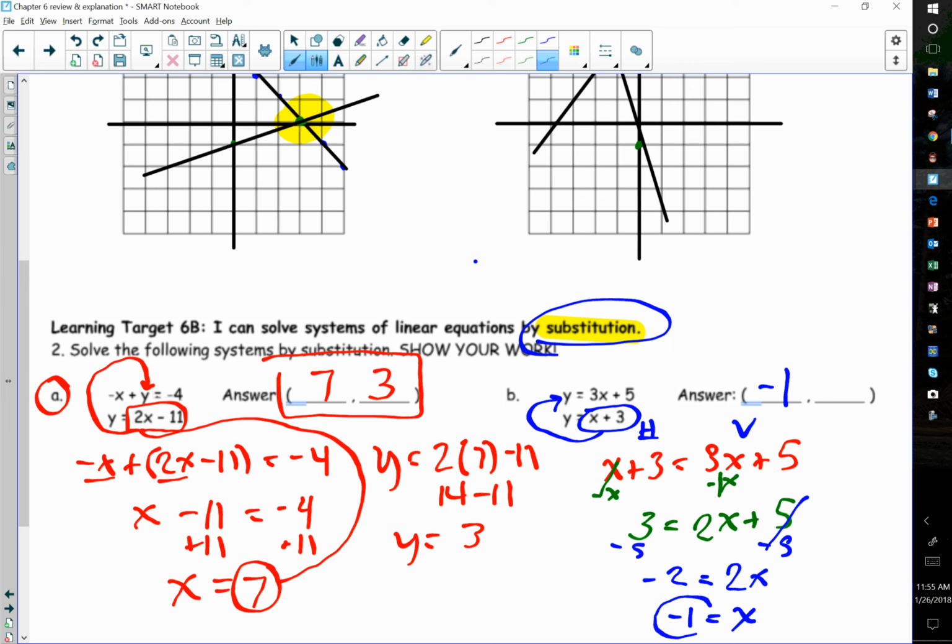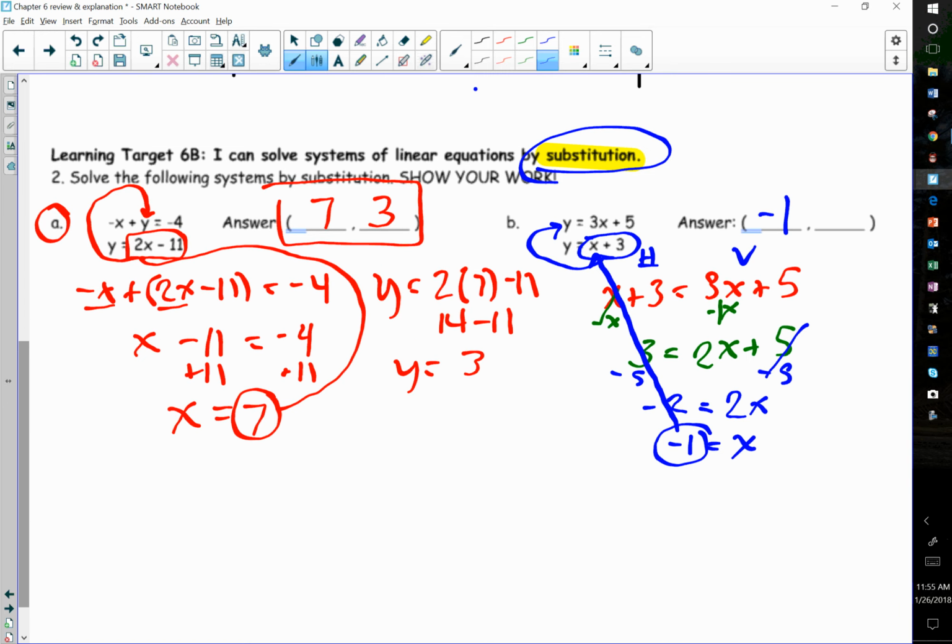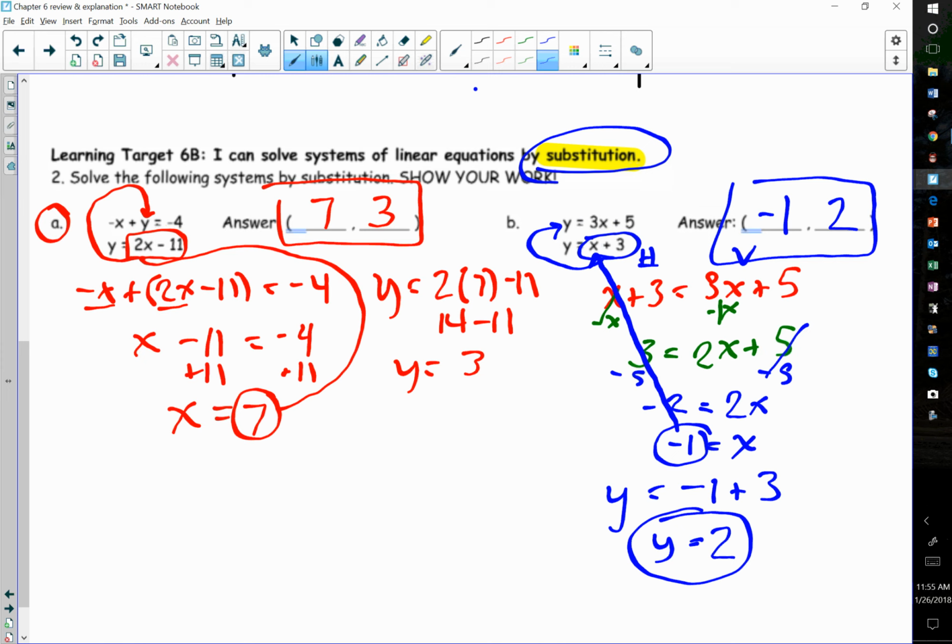I know what x is, and now I can figure out what y is by putting the value of x back into the equation that says y equals negative 1 plus 3. Negative 1 plus 3 is 2. So y equals 2. There's my solution. Alright, turn the page.